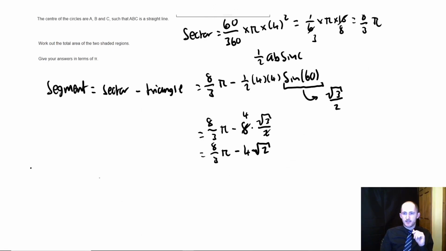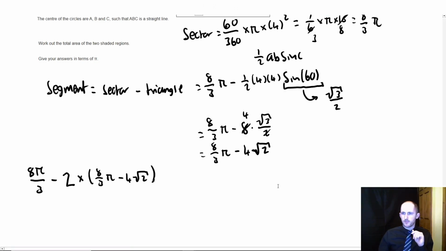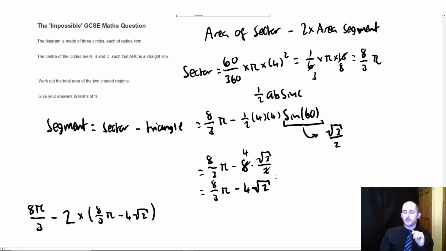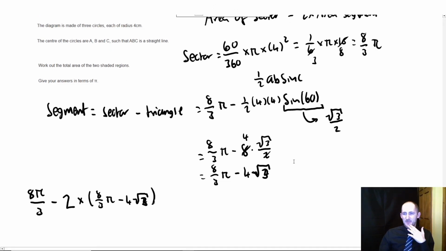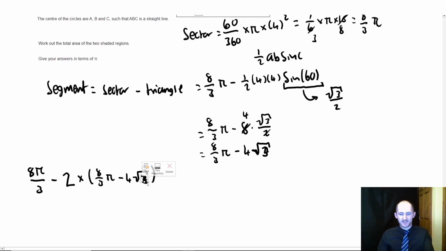So we have 8 pi over 3 minus 2 times the segments, so 8 over 3 pi minus 4 root 2. Root 3, root 3. What do you mean root 3? Oh, good, yes, I see what you mean. Thank you, Evie. MVP. I could have just deleted that. I spotted it after you said it. I kept seeing root 3. Thank you for that.